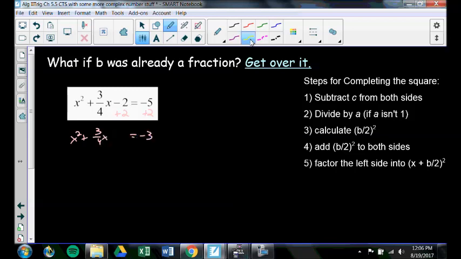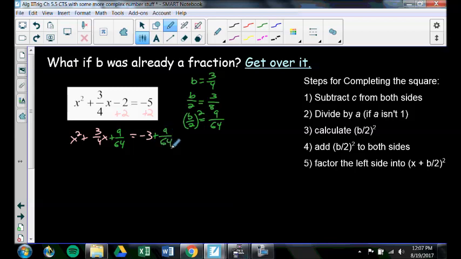Now calculating b over 2 squared here seems tricky. It's actually not so bad. Sorry for all this pen color changing. The b value is 3/4. b over 2 is actually not hard to find. You just double the denominator. It's 3/8. And if that fraction could reduce, I would definitely reduce it. But it can't, so I don't. So b over 2 squared is 9/64. So I'm going to add 9/64 here, and add 9/64 here.